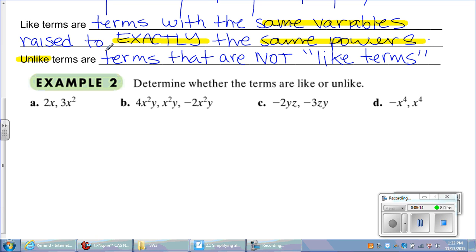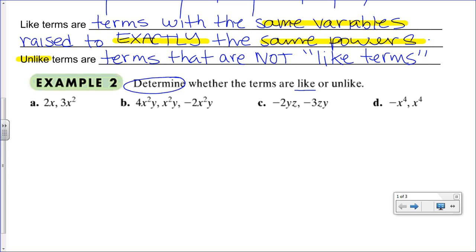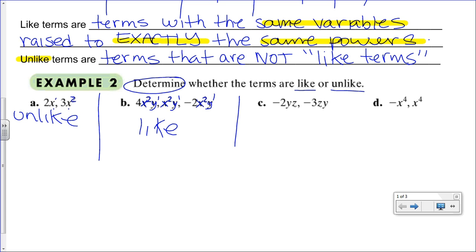So we have 4 different sets, and we need to determine if they are like or unlike. So for the first one, Destiny, will those be like or unlike? Unlike. Very good. And so they are unlike because even though they both have the same variable x, one is x to the first power, and the other one is x to the second power. Samantha, next one. Like, very good. And so they all have different coefficients. However, all 3 of them have x squared, and all 3 of them have y to the first. So they are like terms.